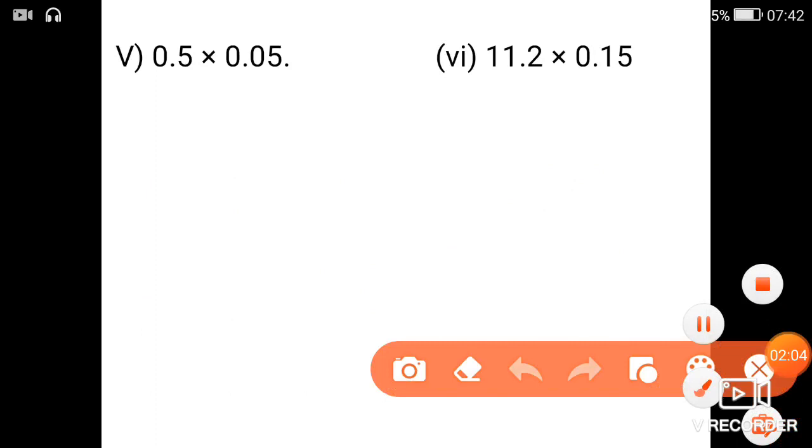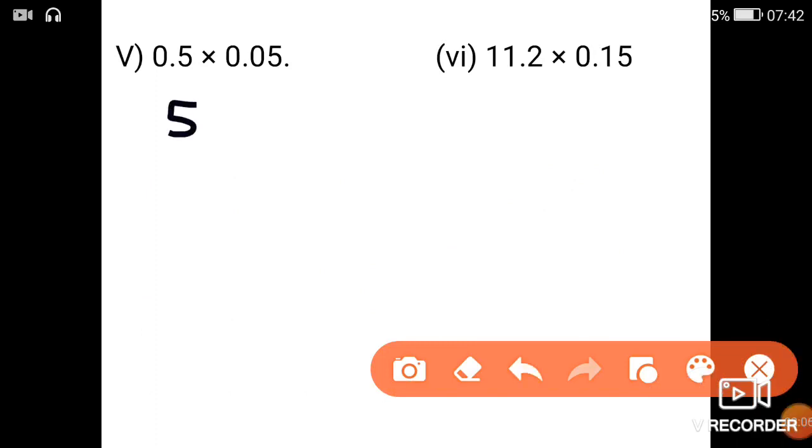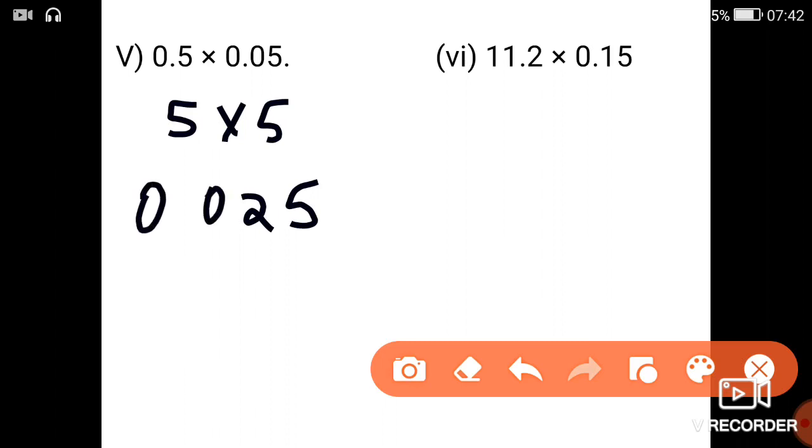Next, fifth problem, 0.5 into 0.05. So we will represent as a whole number. So it is 5 multiplied by 5. So 5 5s are 25. So here there are 3 digits after the decimal point in 0.5 and 0.05. So 1 plus 2 is 3. So after 3 digits we will place a decimal point here. So it will become 0.025.